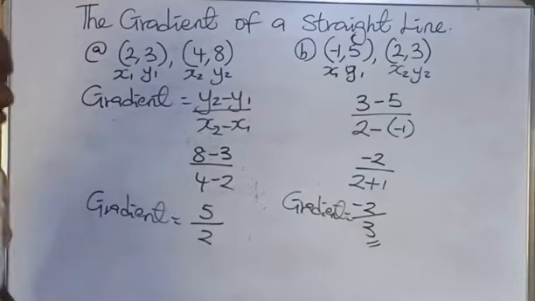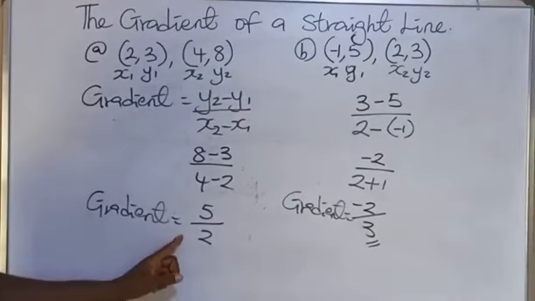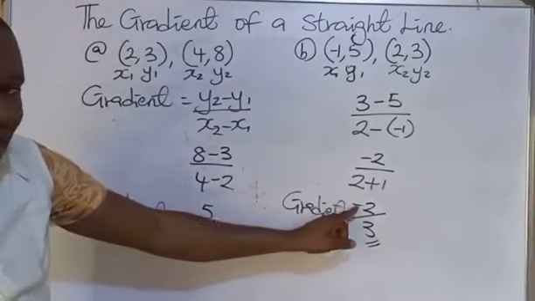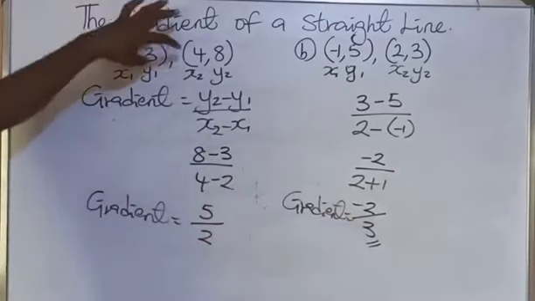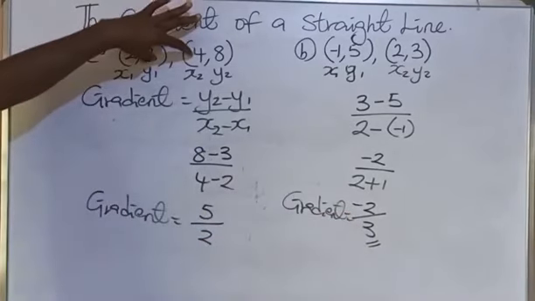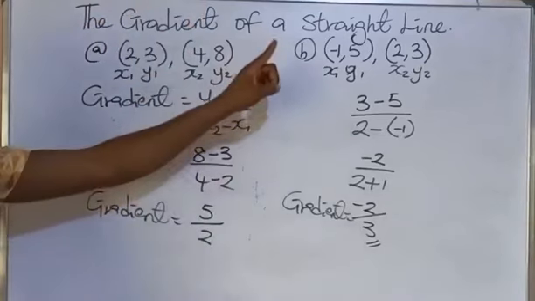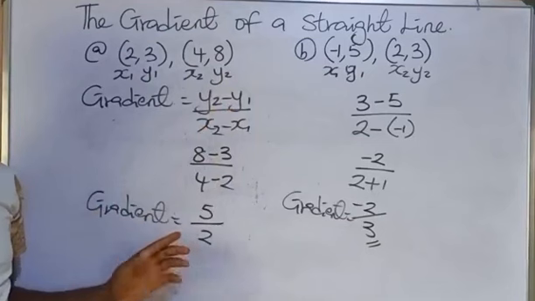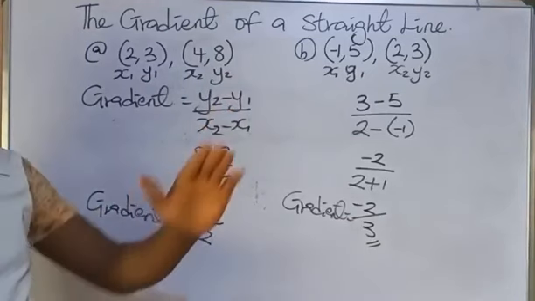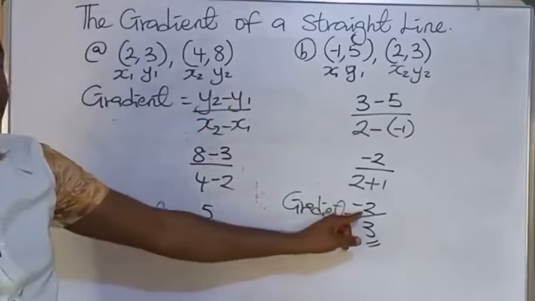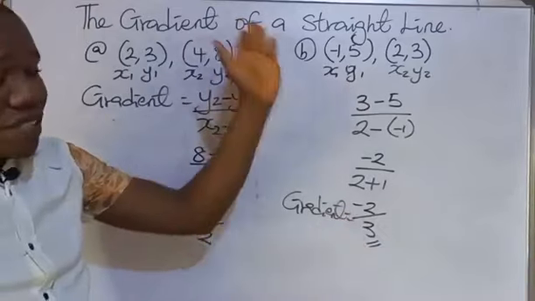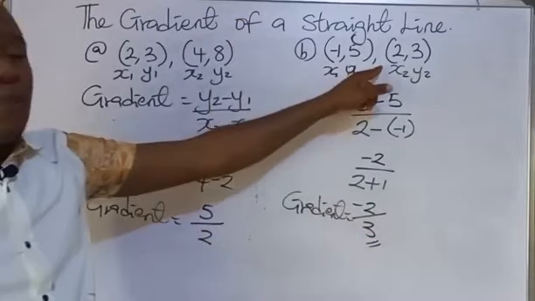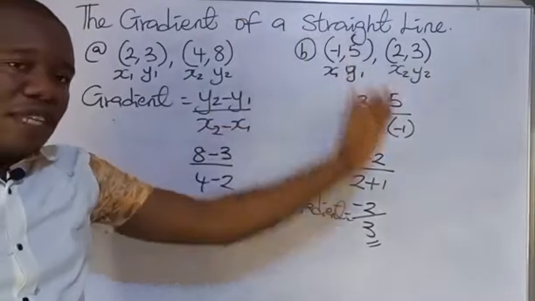I want you to notice the difference between the two gradients. This is a positive gradient and this is a negative gradient, which means if we draw the line that passes through these points, the line will move upwards. Recall what I said in my previous class. A positive gradient is that of the line which moves upwards, and a negative gradient is that of the line which moves downwards. Therefore, if you plot this, the line will move downwards.